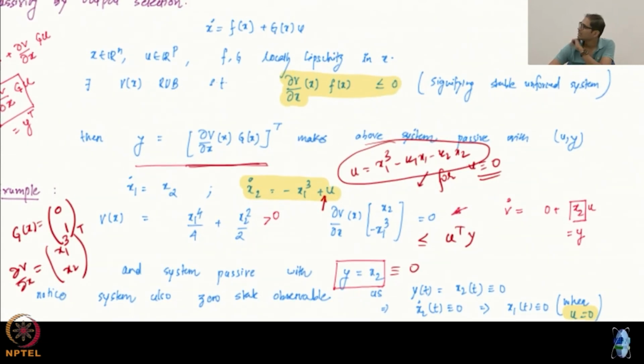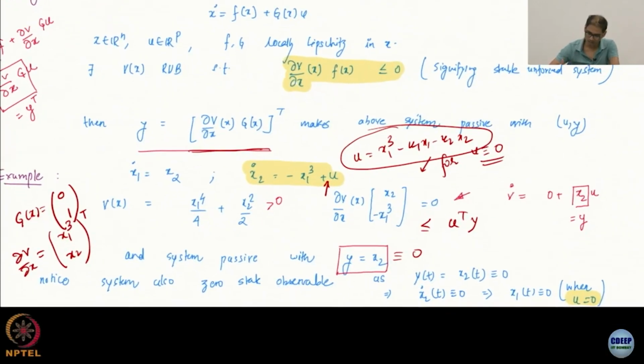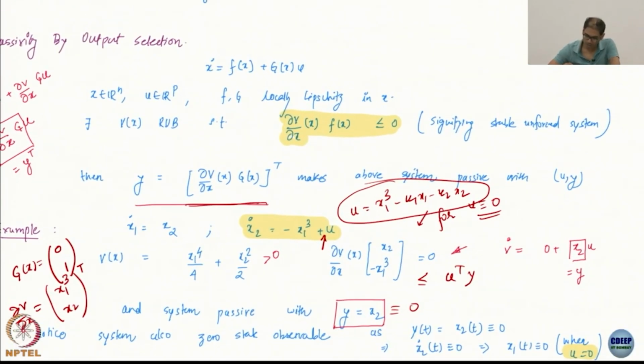Sorry, x2 dot equal to 0, right? I just proved x2 dot equal to 0. I need x2 dot equal to 0. So if you look at the dynamics of x2 without the control, because we are talking about the uncontrolled system, if x2 dot has to be 0, then x1 also has to be 0. That is the only way.